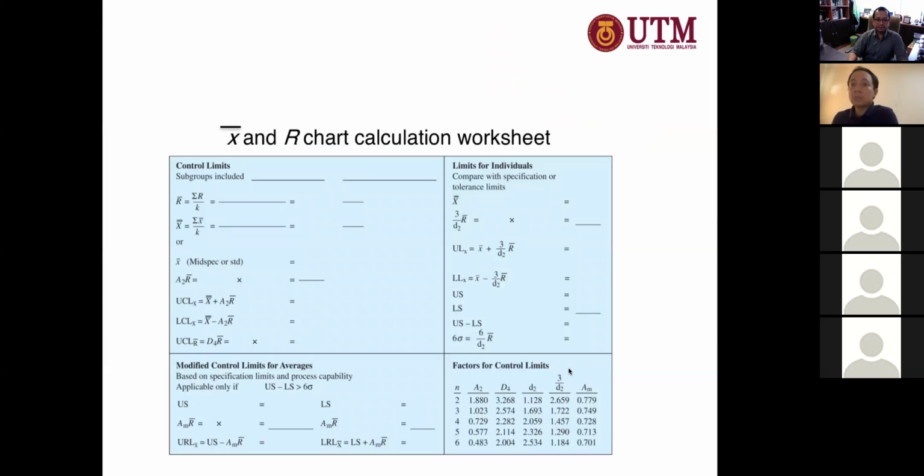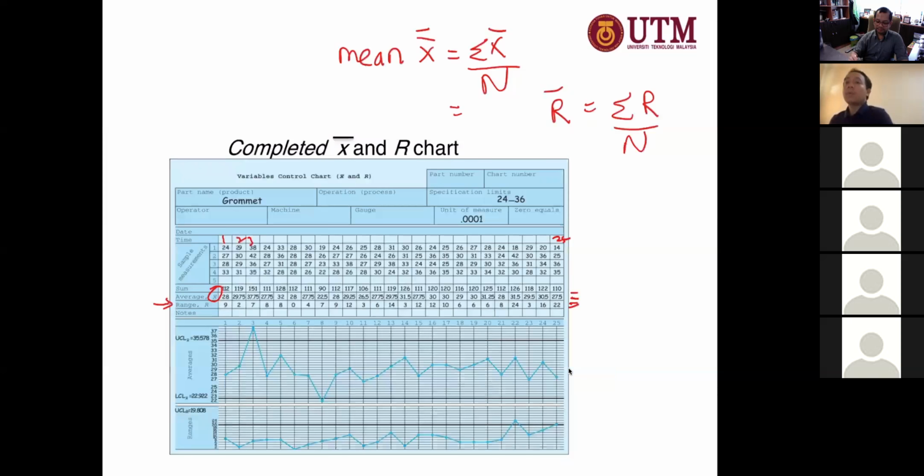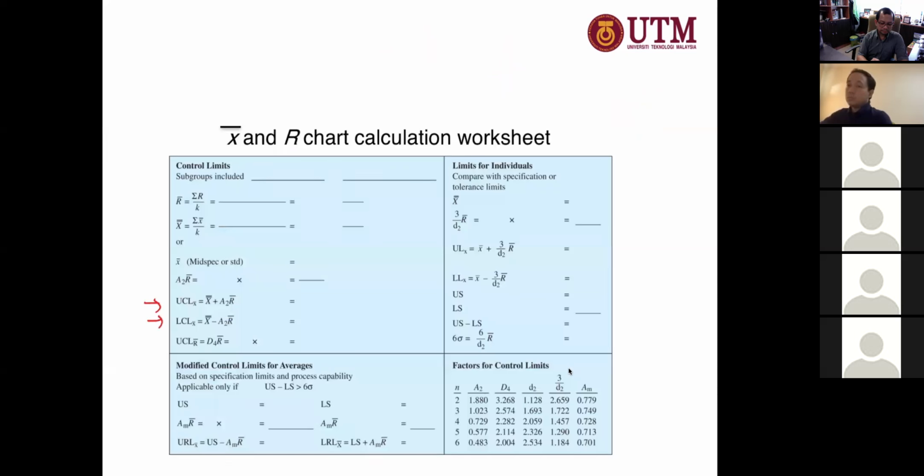Then another question is how to calculate the upper limit. This is the formula. Where is the upper limit? This one. Lower control limit. And here is the upper control limit for R. We use this formula for X bar and this one for R.